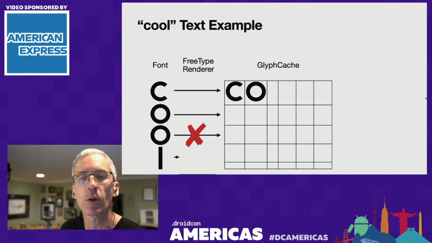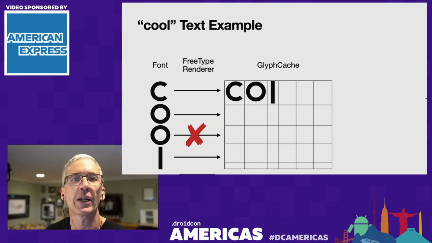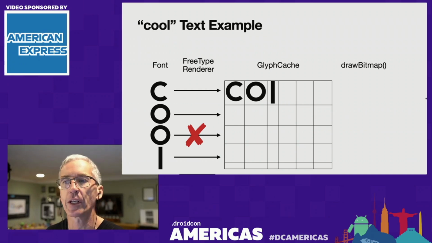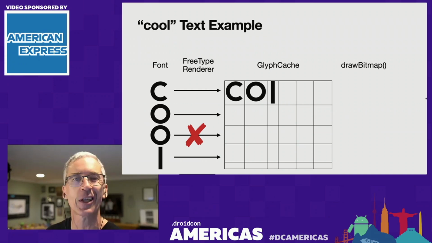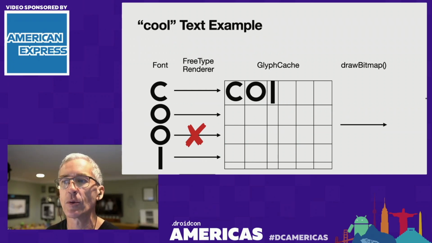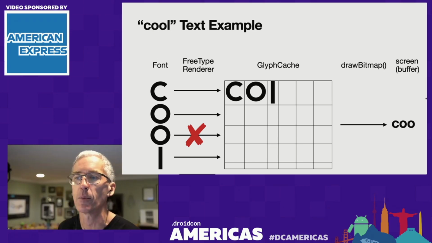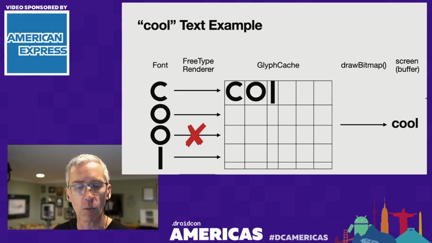So then finally, we draw the L into the glyph cache, and then we're ready to actually draw the string onto the screen. We do that by essentially executing a drawBitmap somewhere in the system, and then it appears character by character on the screen or in the buffer. And there we go. Very fast and efficient. That first time, not as much, but we only had to do it once.